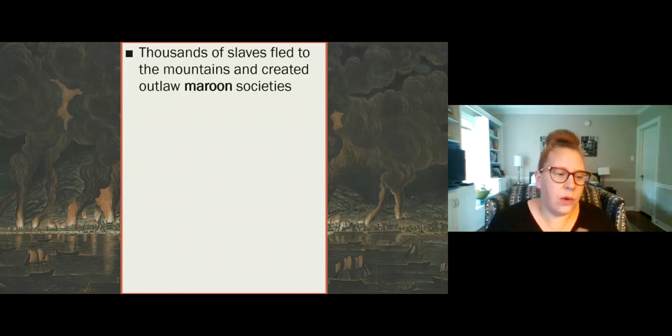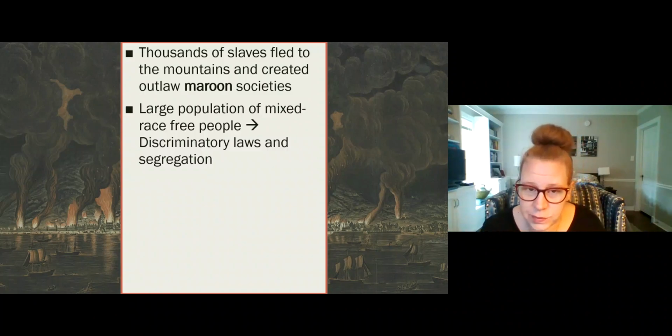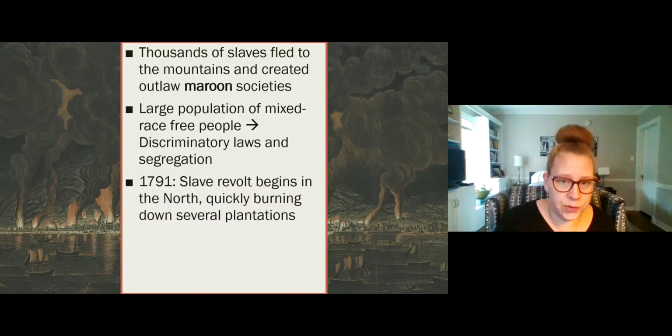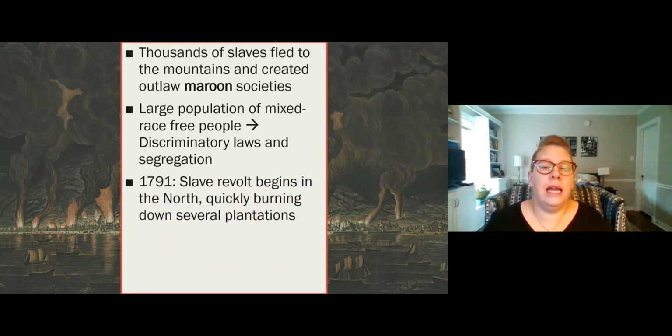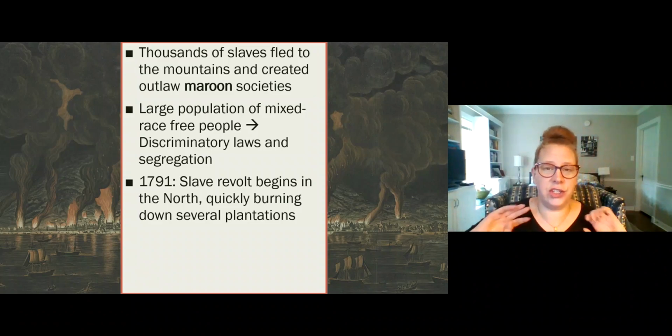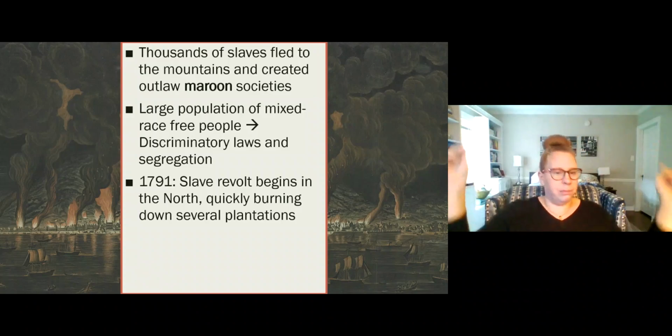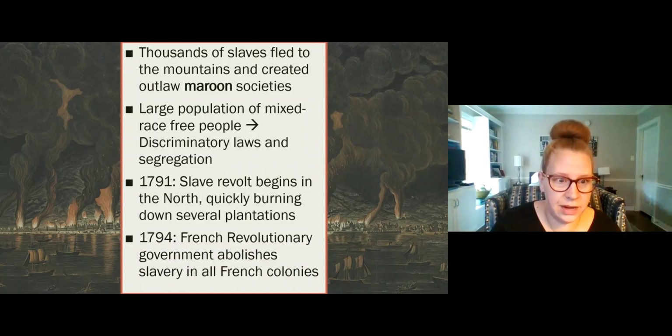Haiti is a really mountainous, pretty wild place. You had thousands of slaves that fled to the interior and created maroon societies where they would launch rebellions from time to time. Like I said, you had the discriminatory laws against free black people. And in 1791, you have a slave revolt beginning in the north. They burn down a whole bunch of plantations and start moving, right? Number one thing to do against settled people, burn down their stuff. Burn down their farms.